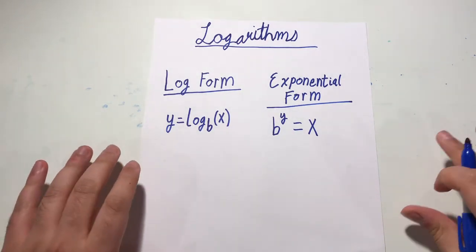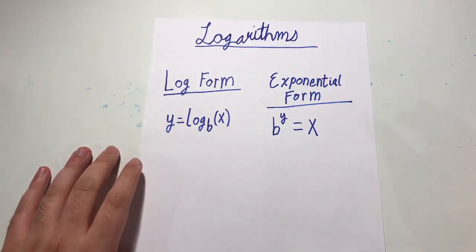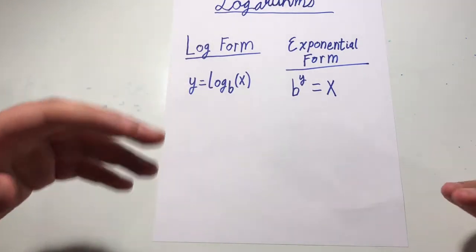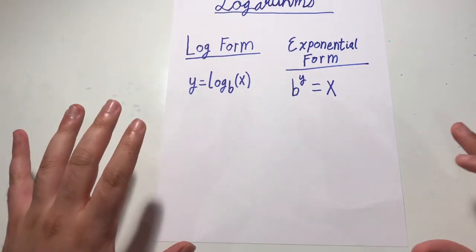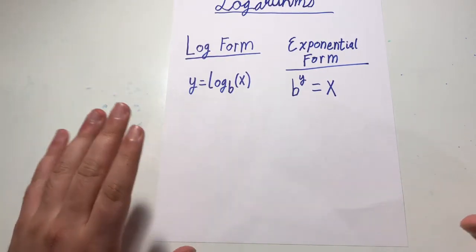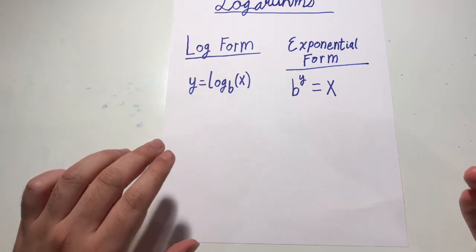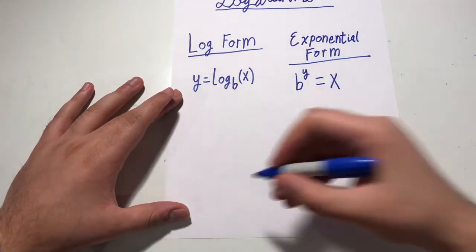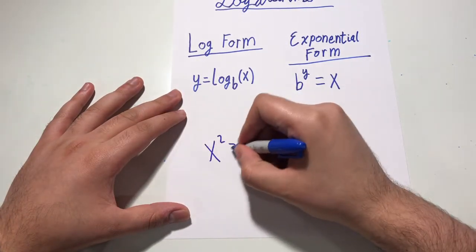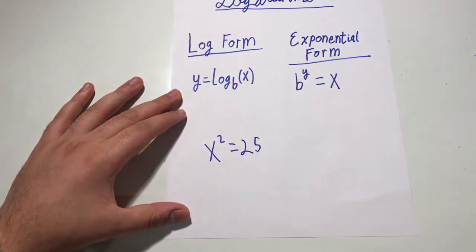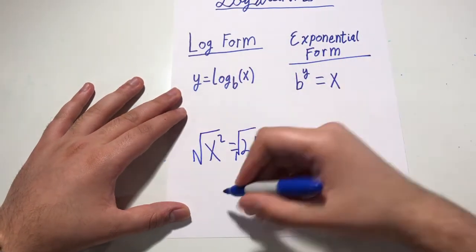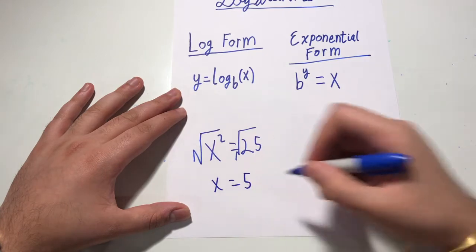So let's first start off with when you would use logarithms. Logarithms are typically used to find unknown exponents. Now, we already have something that you can use to kind of undo an exponent, but this works for a different situation. So say you had something like this: x squared equals 25. You already know how to work with that. You would just square root both sides to find out what x is. You get x is equal to 5.